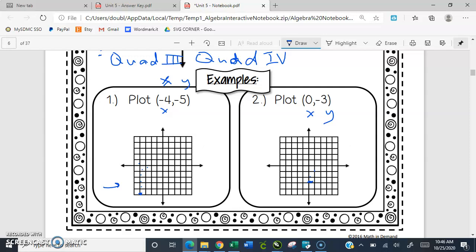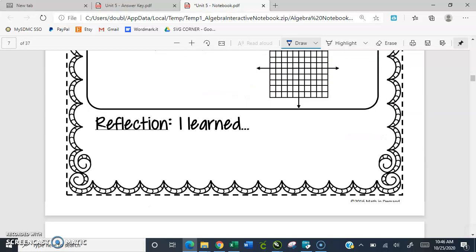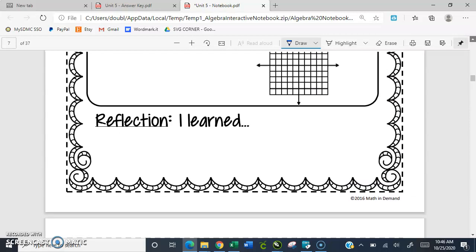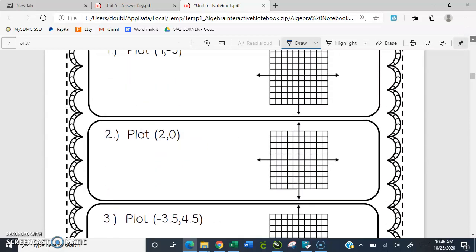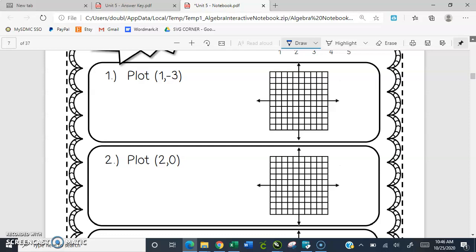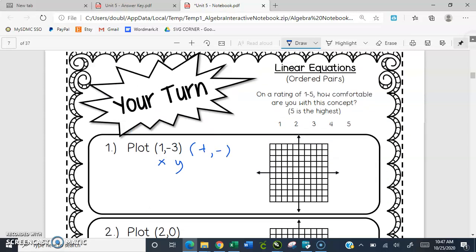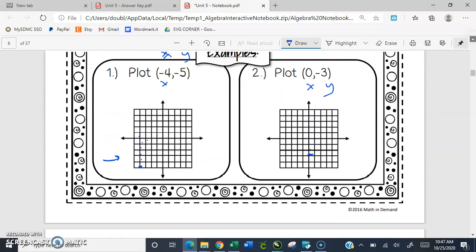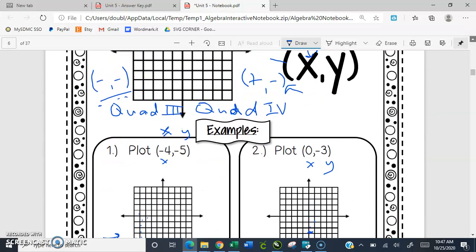Now let's go down to our 3 questions. All right, first one says we need to plot 1, -3. Okay, 1, -3, x and y. So 1's positive and the -3 is negative. So let's go up and see which quadrant we're in. So we got a positive and a negative. And it looks like we're back in quadrant 4.